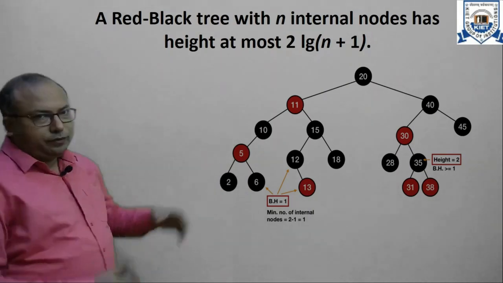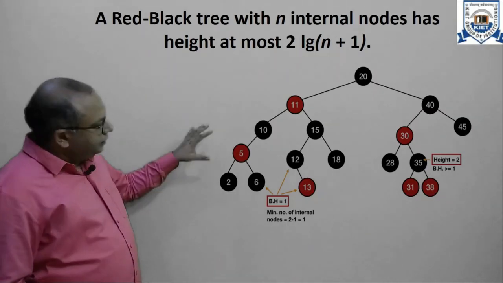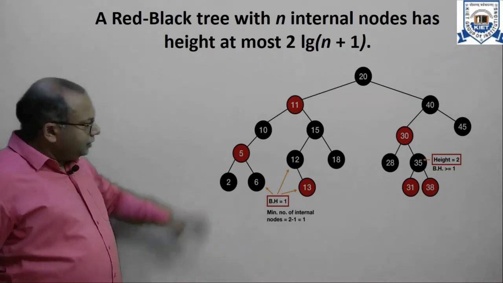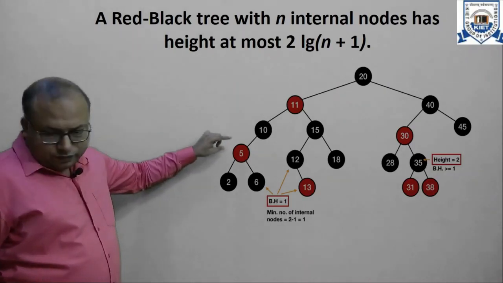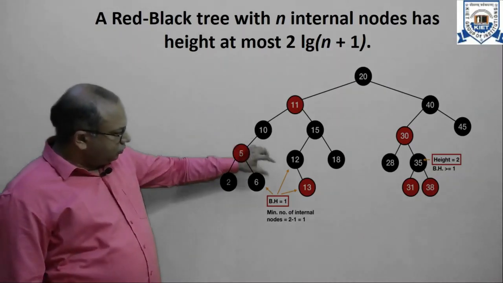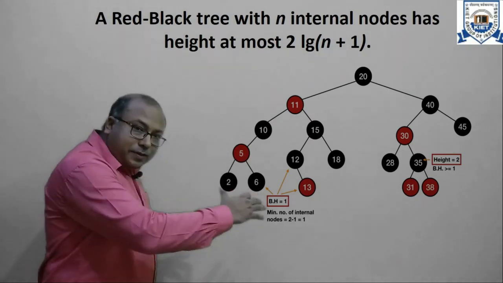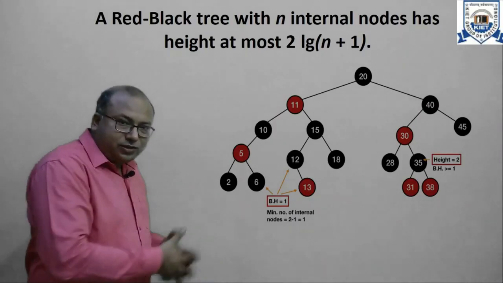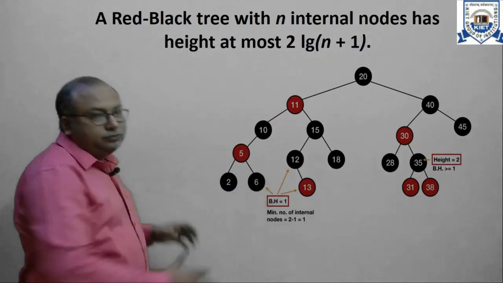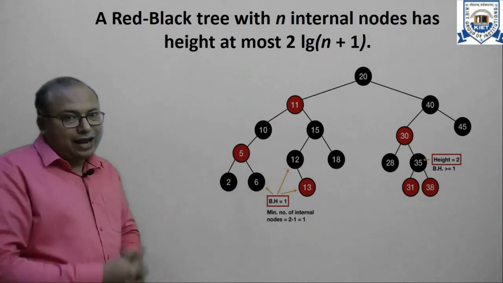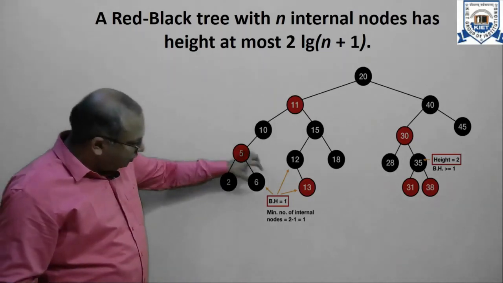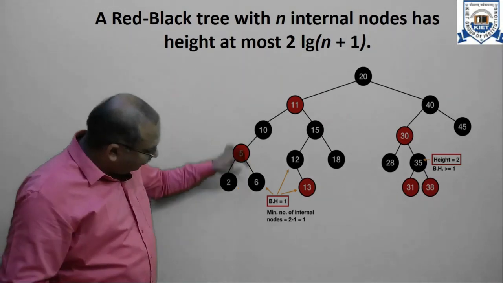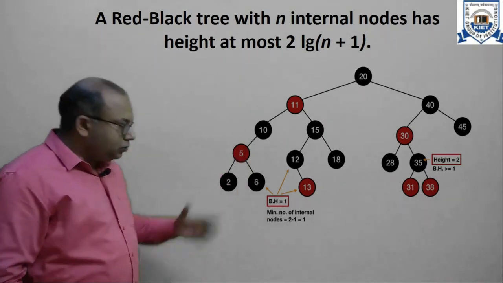Just look at the picture and look at the black height of a few of the nodes. Let us consider the black height of all these nodes. If leaf nils are not present in the picture, it does not mean the leaf nil is not present in the system. Leaf nils are here and all leaf nils are of black color. So what is the black height of all these nodes? If you reach the leaf node anyhow, it will be 1.